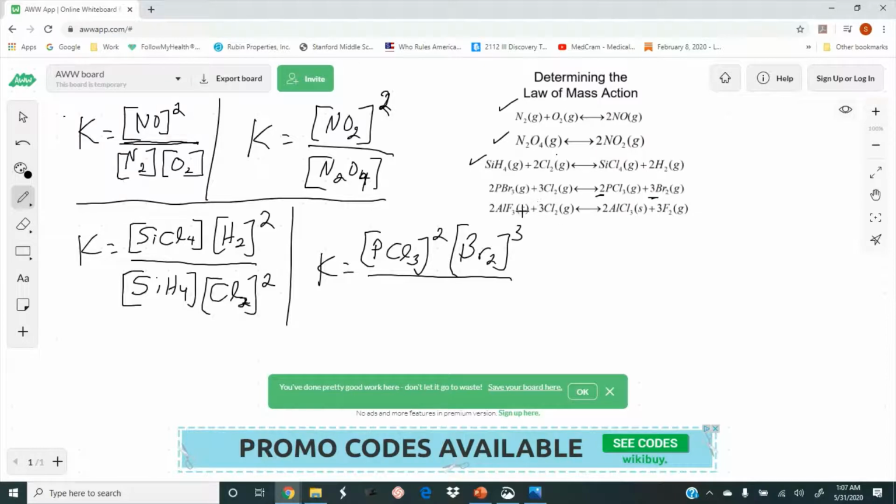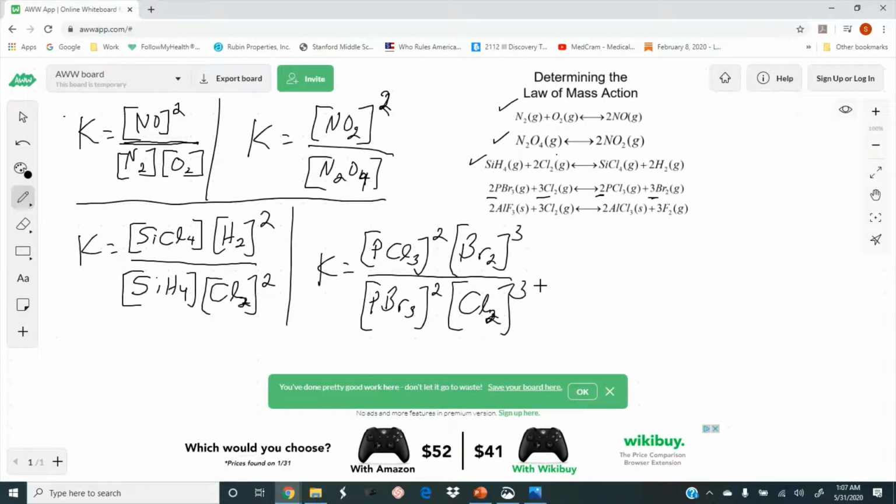Divided by the 2 reactants, PBr3 and Cl2. So PBr3 squared and Cl2 to the cubed. Okay. Once again, the exponents are the coefficients there.